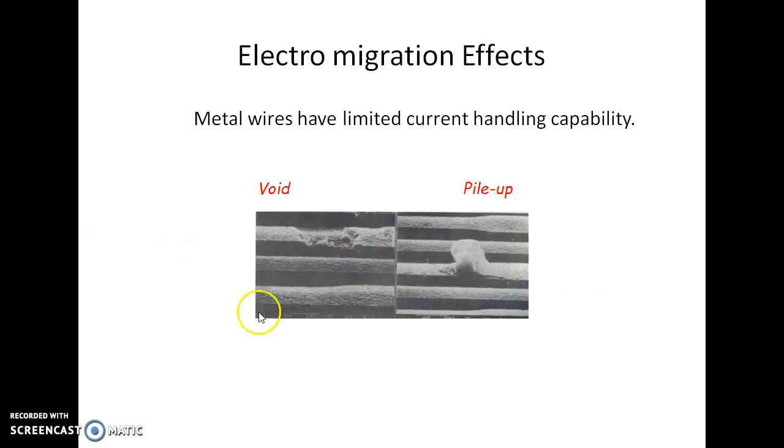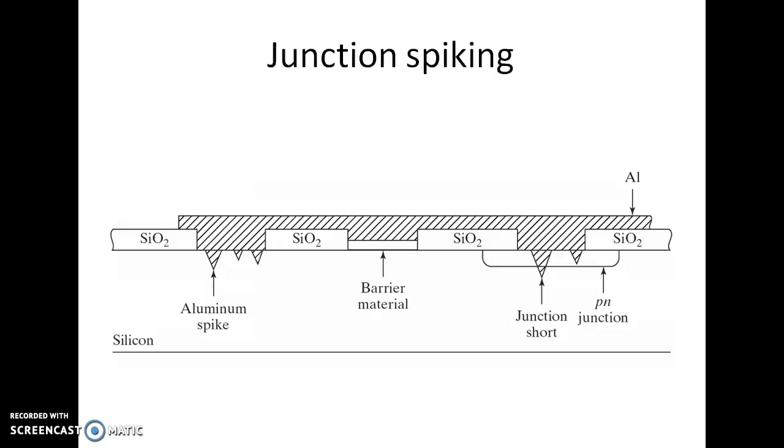What is pile up? Pile up can short circuit adjacent wires, while voids can result in open circuit. Void is absence. Pile up is like a pile of coins, one over the other. Whenever we have a short circuit, pile up of adjacent wires can be formed here. In void, we will have open circuit. So both should be avoided.